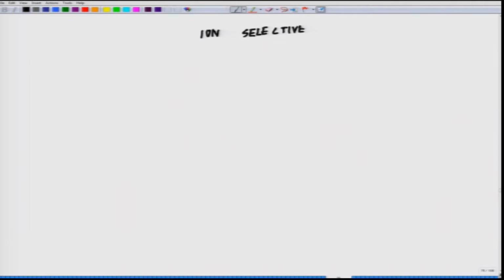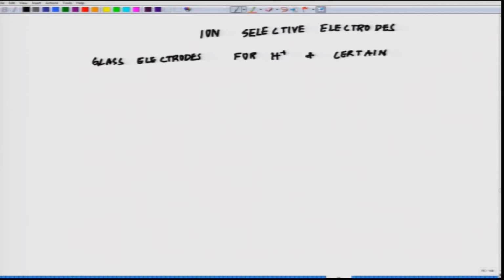they are of these different types. Say for example, one of them is the glass electrodes, which are used for H plus and certain monovalent cations. We will talk about it, that is essentially the pH, and certain monovalent cations.